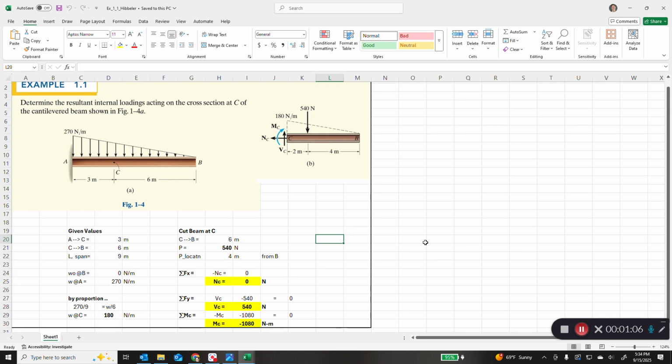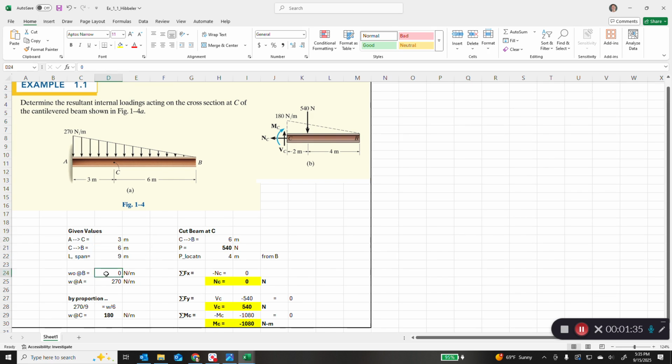So what we're going to do is set up an Excel sheet, and we type in the given values. For the distance from the cantilevered wall to C, A to C is 3 meters, and that's just typed in as a 3. The distance from point C to the end at B is 6 meters. The length of the span is just the sum of the two, 3 plus 6. And we like to make this interactive so we can add any numbers or change any values as we wish.